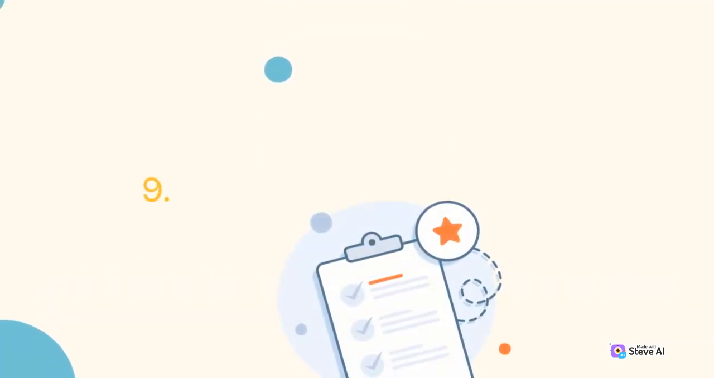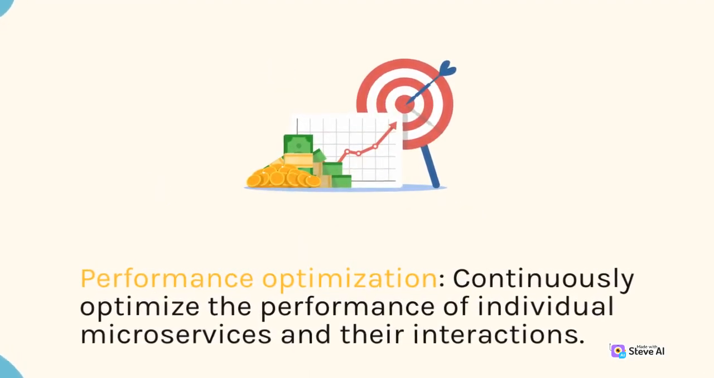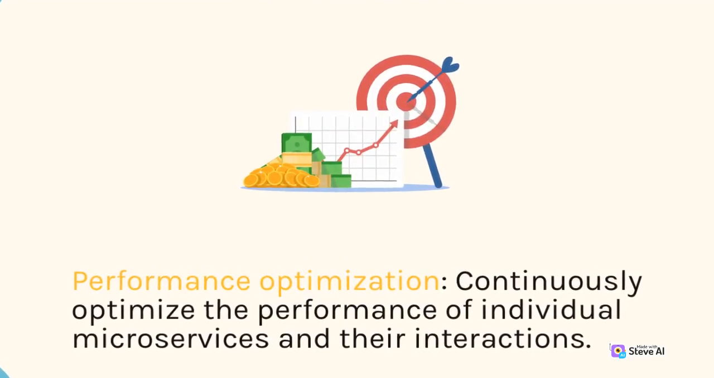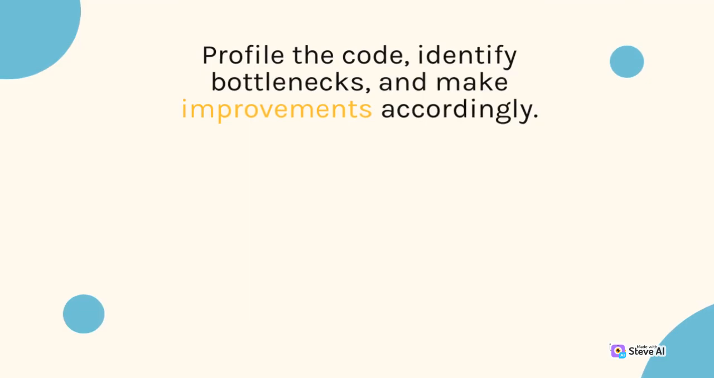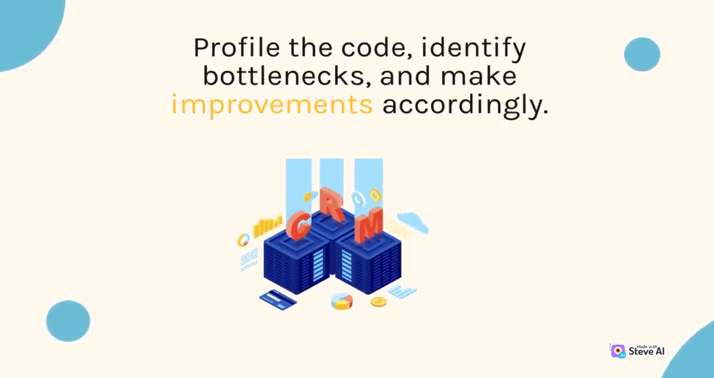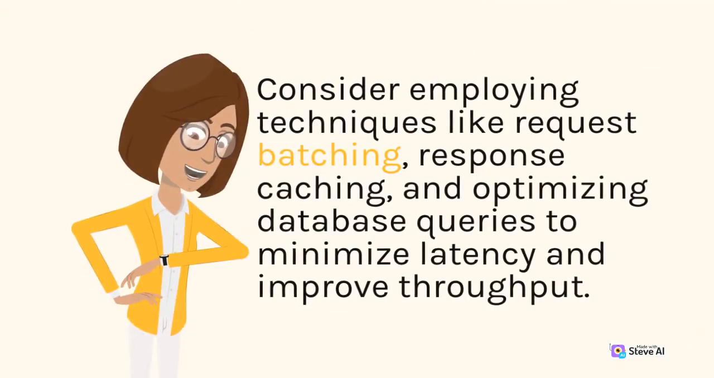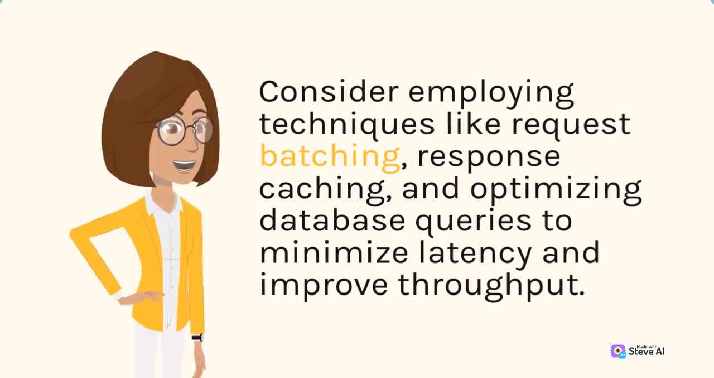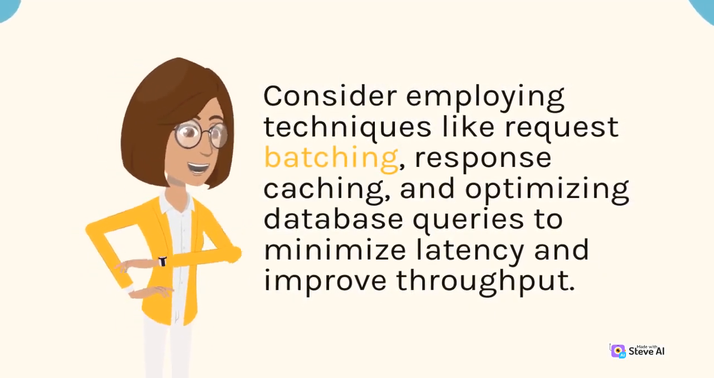9. Performance optimization. Continuously optimize the performance of individual microservices and their interactions. Profile the code, identify bottlenecks, and make improvements accordingly. Consider employing techniques like request batching, response caching, and optimizing database queries to minimize latency and improve throughput.